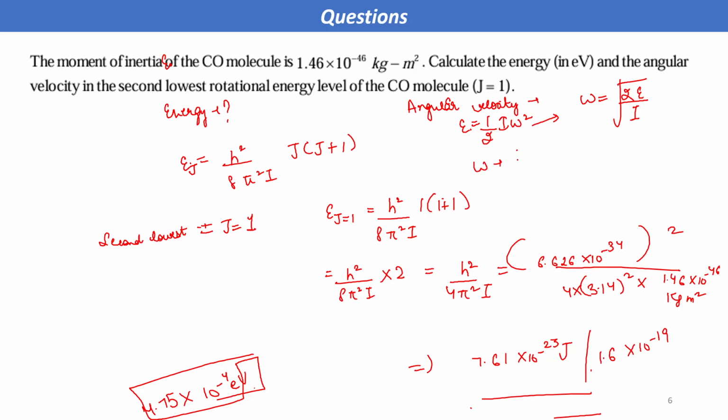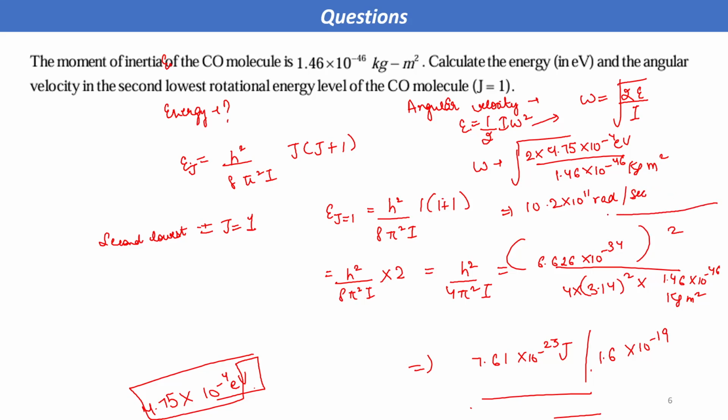So it will be 2 into what was energy? Energy was 4.75 into 10 raised to minus 4 electron volt. And moment of inertia was given to be 1.46 into 10 raised to minus 46 kg meter square. So after solving it, we can calculate it will be 10.2 into 10 raised to 11 radian per second. So this is the value of the angular velocity. Is it clear?